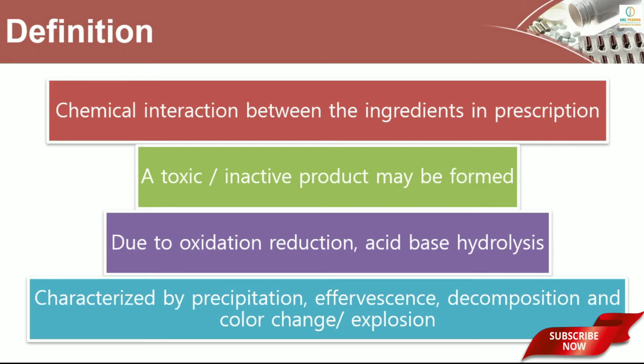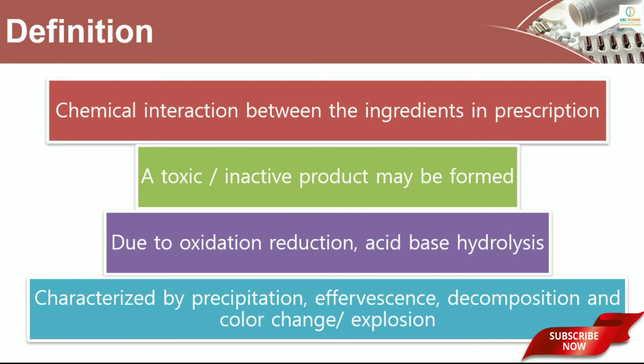product may be formed. If the physical properties of drugs change when we are mixing the ingredients, it is called a physical incompatibility. On the other hand, if the chemical properties of drugs change when we are mixing the ingredients, it is called a chemical incompatibility. Chemical incompatibility occurs due to the chemical properties of drugs and additives, like oxidation, reduction, acid-base, hydrolysis, or combination reaction. These reactions may be characterized by precipitation, effervescence, decomposition, color change, or explosion.